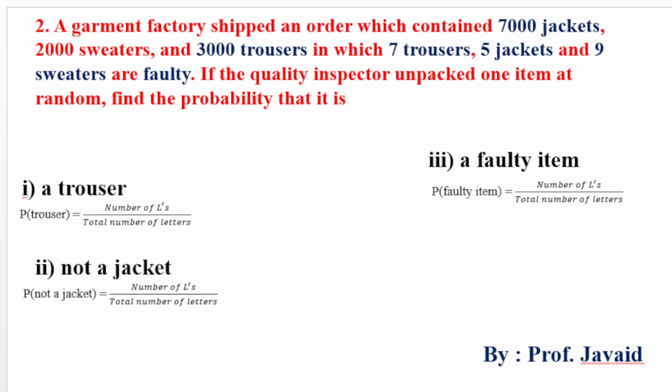Again, a garment factory shipped an order which contained 7,000 jackets, 2,000 sweaters and 3,000 trousers, in which 7 trousers, 5 jackets, and 9 sweaters are faulty. If the quality inspector unpacks one of the items at random, find the probability that it is. So a garment factory shipped an order: 7,000 jackets, 2,000 sweaters, and 3,000 trousers.